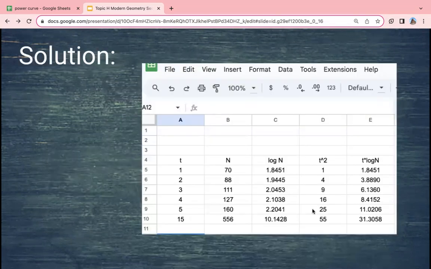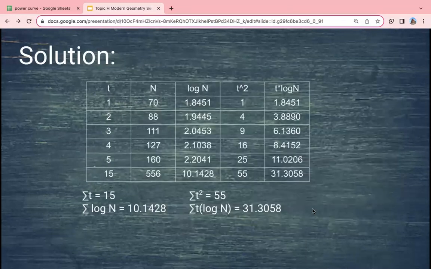Solution. Again, I made use of the Google spreadsheet, encoded the data, and got the values of log of n, t squared, and the product of t and log of n. Then I have the following values. So you have summation of t, that's 15. Summation of log of n is equal to 10.1428. Summation of t squared, that's 55. The summation of the product of t and log of n is 31.358.